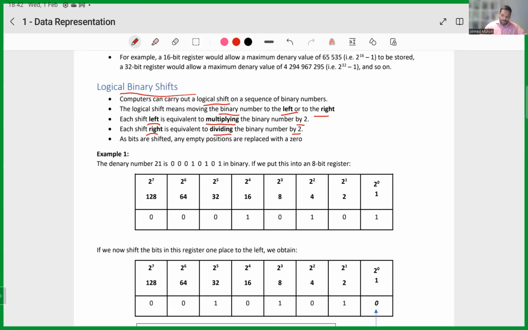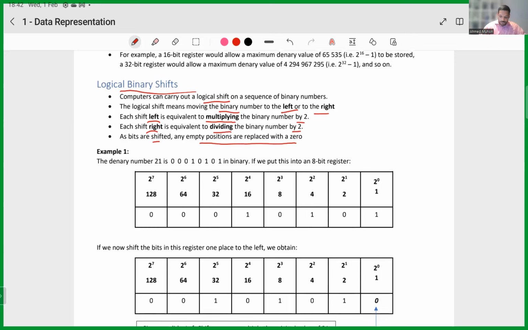Also, the final point says, as bits are shifted, as you move these zeros and ones either left or right, any empty positions are replaced with a 0. So when you move the binary digits to the left or right, wherever an empty position comes up, you will simply put a 0. I have given you a brief explanation of what a logical binary shift is all about. Now let's take an example and see how it works.